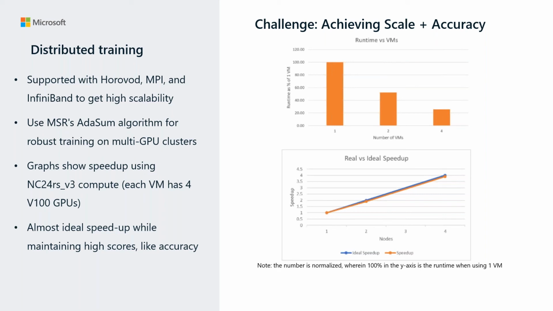If you look at the graph on the right, it shows the speed up using the NC24rs v3 compute. In this compute, each VM has 4 V100 GPUs. And you can see from the right graph how this speed up looks with different numbers of VMs. Note that the number is normalized here, so the 100% on the y-axis is the runtime when using one VM. You can see there is almost an ideal speed up while maintaining high scores like accuracies when we are doing distributed training. This is backed by a lot of research done by our data scientists. So we highly recommend you use distributed training for your NLP model or for your image model.